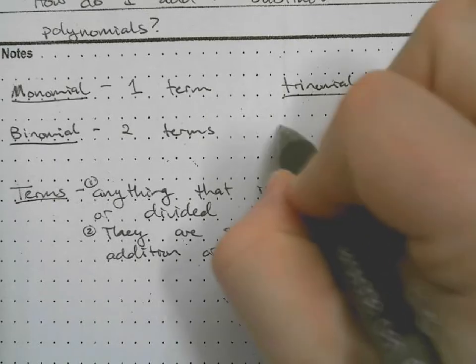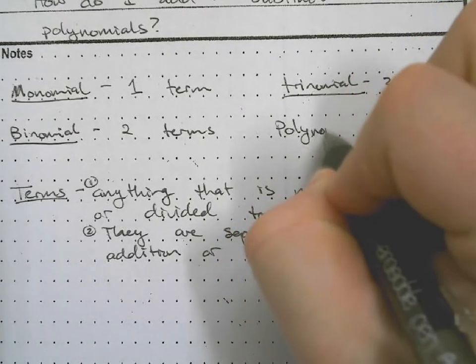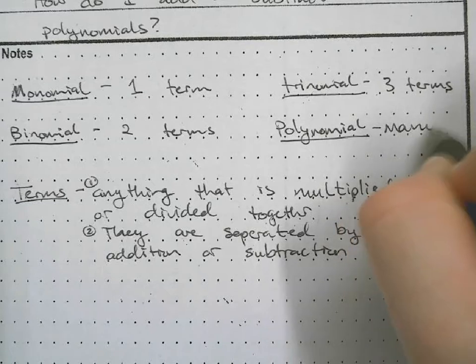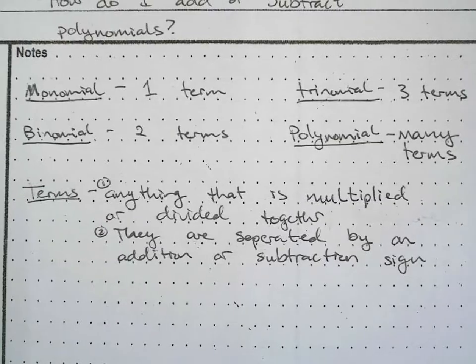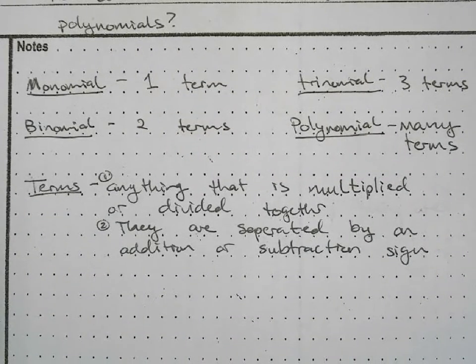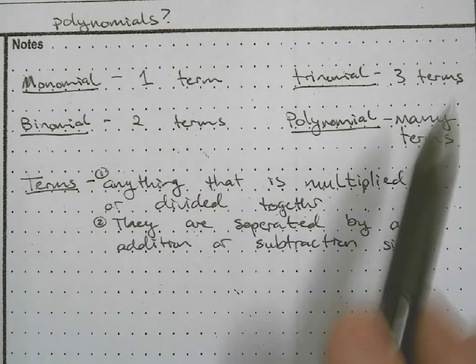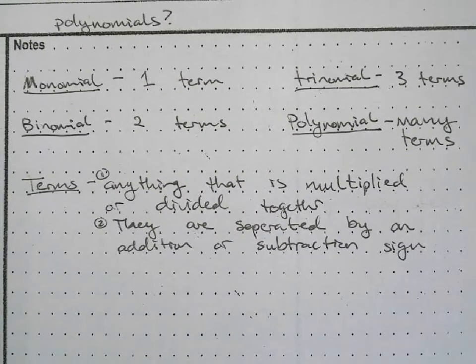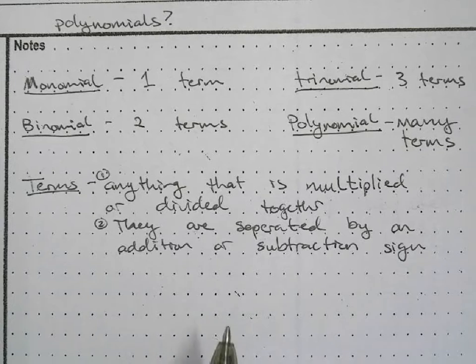We have one more. Forget about polynomial, which is just many terms. So we have a monomial, which is one term, binomial, two terms, trinomial, three terms, and polynomial, which is many terms. And terms are anything that is multiplied or divided together, and they are separated by an addition or subtraction sign.